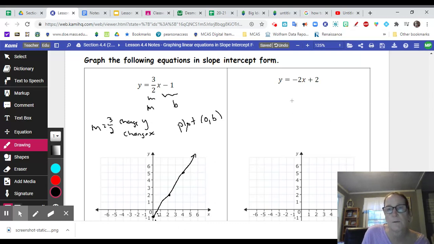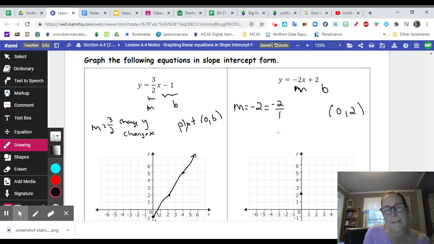Now, sometimes when you're looking at the equation, I know that's the slope, the number multiplying, and I know that's the y-intercept. But the slope isn't a fraction. So how can I see the rise and the run? Well, I know I can write any number that's not a fraction as a fraction. And then I can continue. So the slope is -2/1. The y-intercept is 2. So I plot that first, 0, 2. And then I look over here.